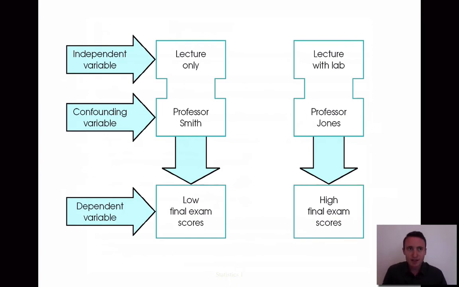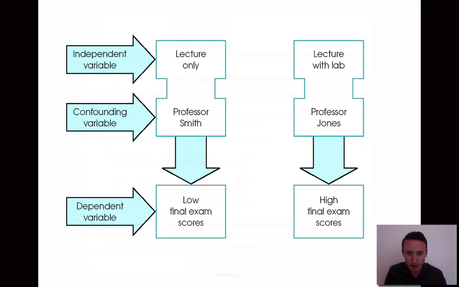Imagine a researcher wants to compare two teaching methods to see how it affects students' grades. The first teaching method is just a lecture only. The second teaching method is a lecture with a lab component. So the idea is that you have two groups of people. One group receives the first treatment, the lecture only, and the second group receives the second treatment, the lecture and the lab. And if there's a difference in their grades, you have some reason to believe that it was the differences in how they were treated that caused the differences in their grades.